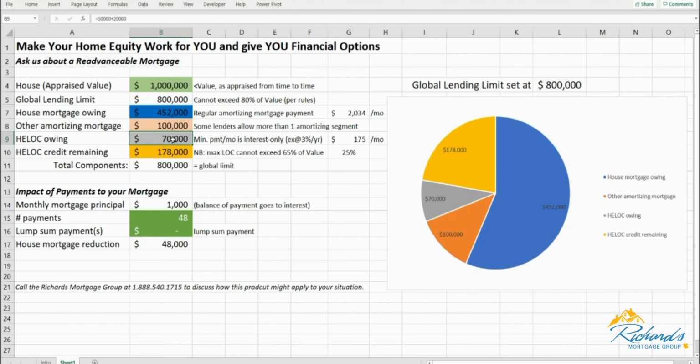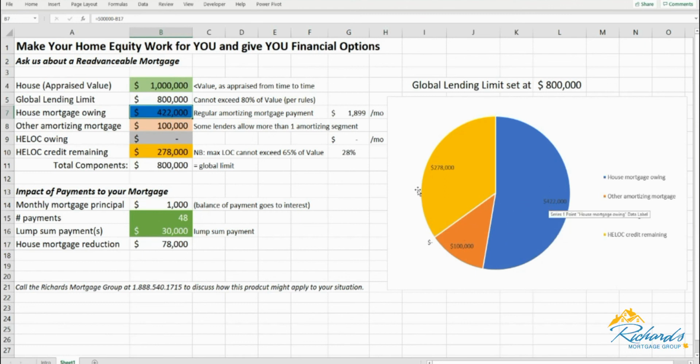Let's see an example of how we could apply that $100,000. First of all, we have a line of credit balance of $70,000. So we want to pay that back, and we're going to have $30,000 left over. So let's pay back the $70,000 to our line of credit. Now we've got $30,000. Let's take that $30,000 profit and make a lump sum payment against our mortgage. Look what happens. The mortgage just reduced. The line of credit just increased. Your HELOC balance is now gone, and your global limit is set at $800,000.